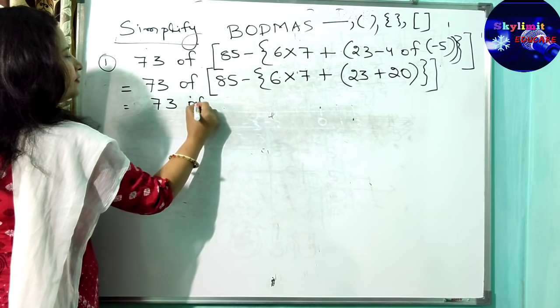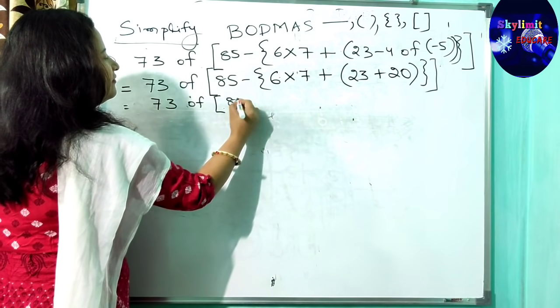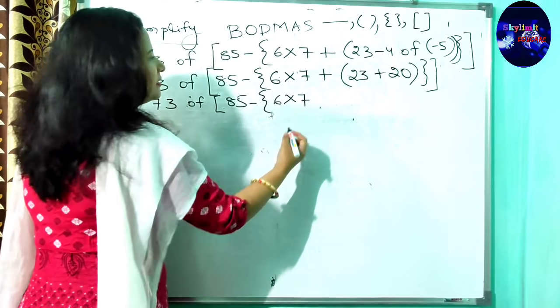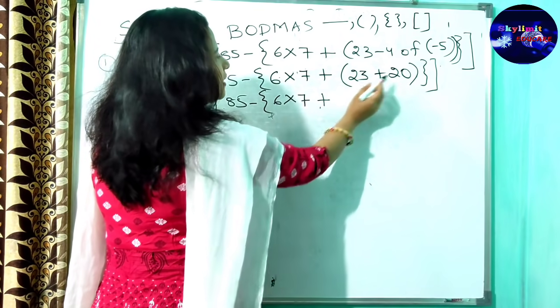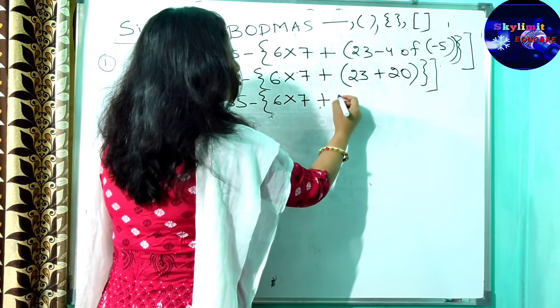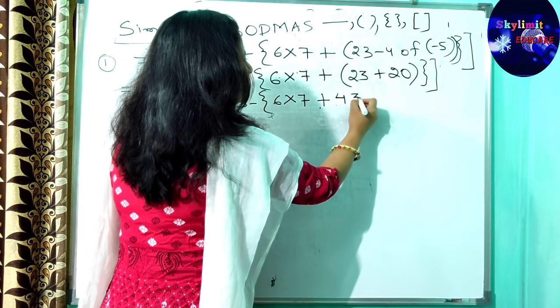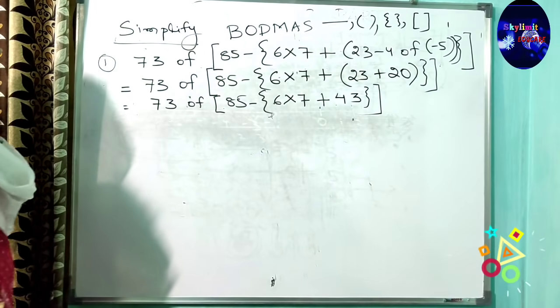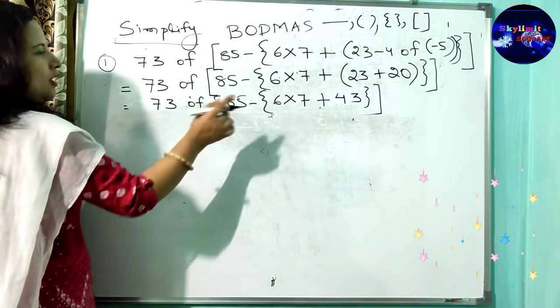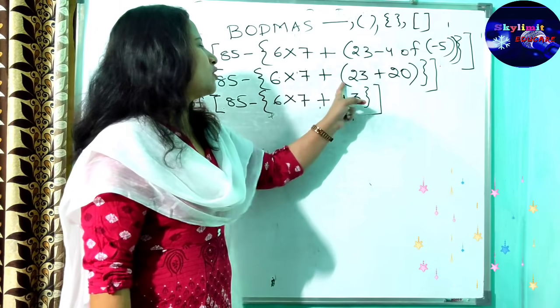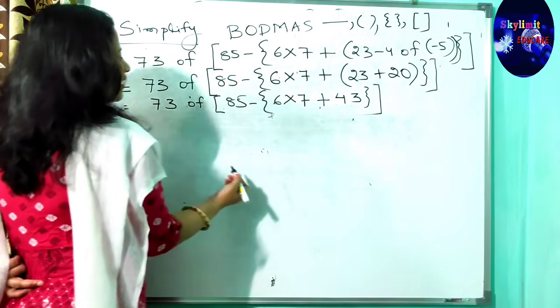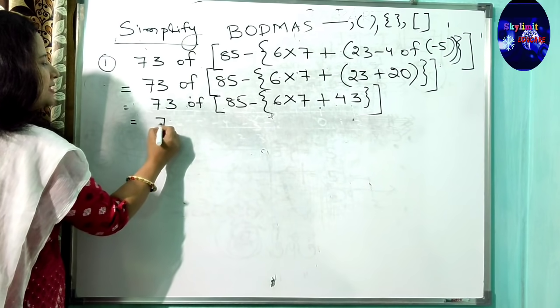73 of 85 minus 6 multiplied to 7 plus, add this 23 and 20. You are getting how much? 43. Clear? Next. Why did we add? Because first we have to solve the bracket. Now this bracket is removed. Now the next target is the curly bracket, right? The curly bracket you have to solve.